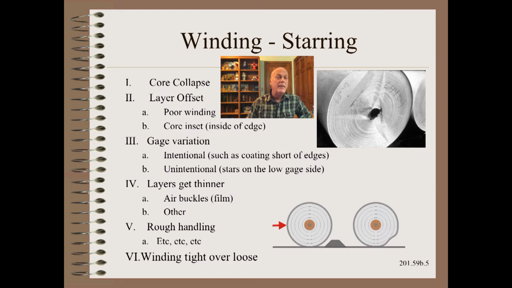Again, we break the major case, starring, up into subcases. For example, if the core crushes or the core is inset from the roll edge, there's insufficient support and the layers collapse, something like a sinkhole. Other subcases are where local web thickness is less, either intentionally, such as coating falling short of the edge, or unintentionally, such as not controlling thickness well.